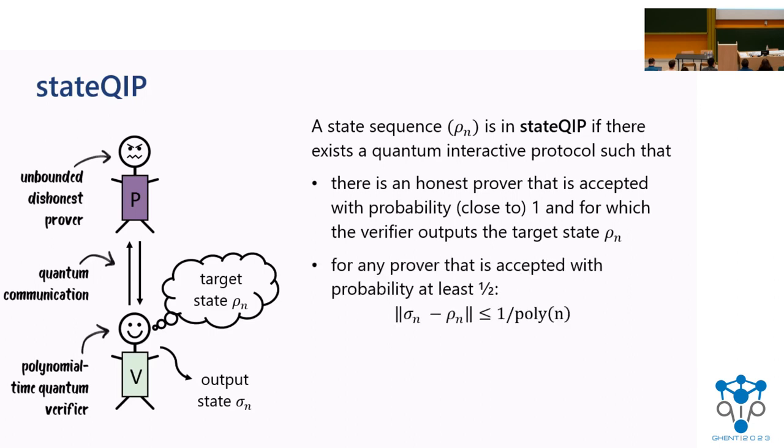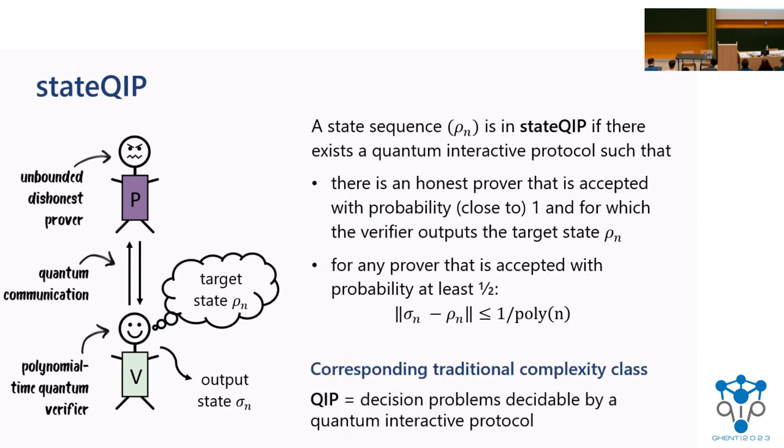And soundness says that for any prover that is accepted with at least some probability, let's say 1/2, the trace distance between the actual output state and this target state should decay polynomially in n, where n you can just imagine is the number of qubits. It's again indexed by size as in the classical case. Okay, so that's what stateQIP is. Of course, there's a corresponding traditional complexity class here, which is QIP, which is the set of decision problems that you could decide by such a quantum interactive protocol.